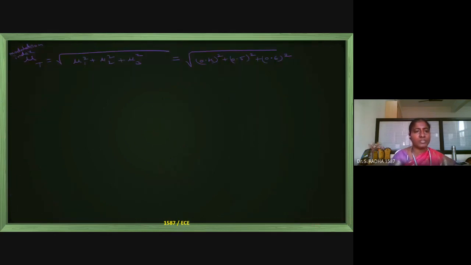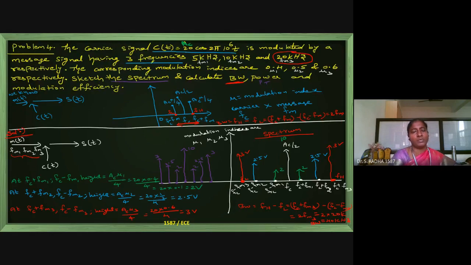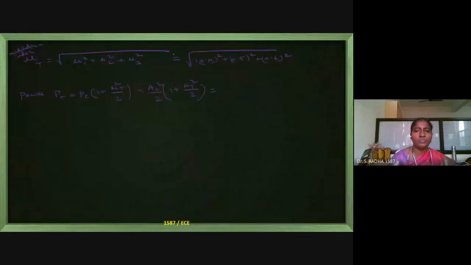Now power PT is nothing but carrier power into 1 plus mu square by 2, and that mu will become the total mu T now. So carrier power is nothing but AC square by 2 into 1 plus mu T square by 2. AC already we calculated, 20 from the given question. In the carrier signal, AC value is 20. So 20 square divided by 2 into 1 plus mu T square divided by 2. First calculate mu T value, then substitute it here and calculate the power.